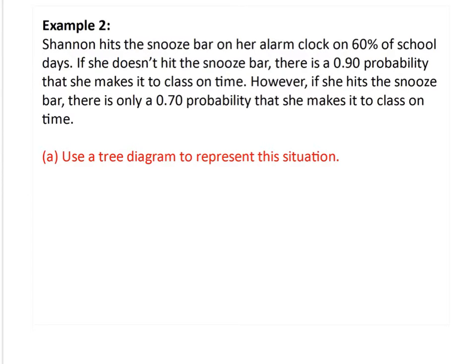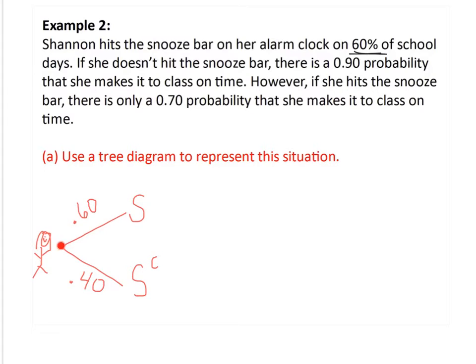If I go back to my problem, it says Shannon hits the snooze bar 60% of school days. When I draw my tree diagram, I always start with either a person, or sometimes people start with a little bar, but we have Shannon. So there's my creepy little stick figure of Shannon. She hits the snooze bar 60% of school days, so my first branch is snooze bar. I'm going to use S to represent snooze, and there's a 60% chance, or 0.6 chance, she hits the snooze bar. That means the complement of hitting the snooze bar would be 0.4.